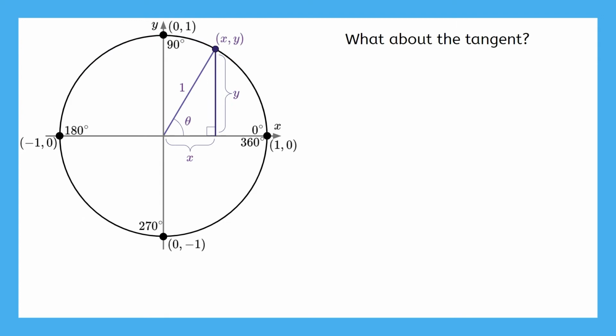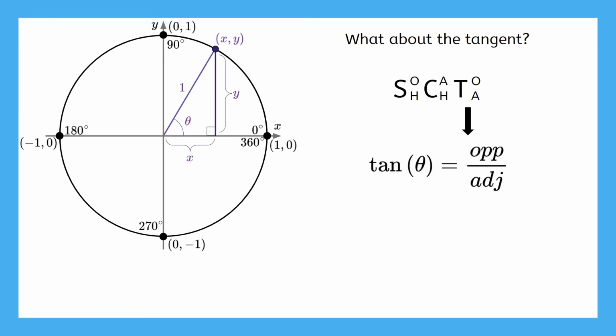The logical question to ask ourselves next is, what about the tangent? There's only 2 coordinates, an x and a y, and those are both taken already by cosine and sine. Is there room for one more at the unit circle table? Well, let's think about tangent as the ratio of the sides of the triangle, like we did with cosine and sine. The tangent is opposite over adjacent.